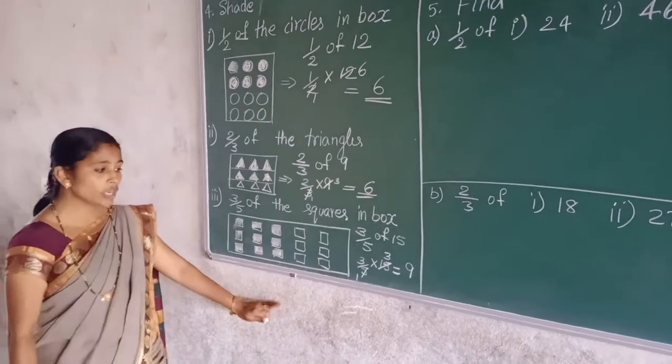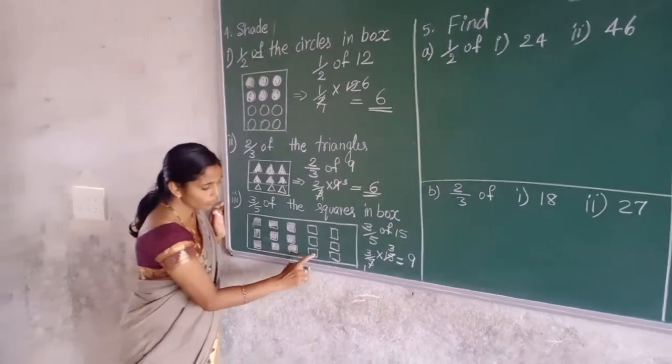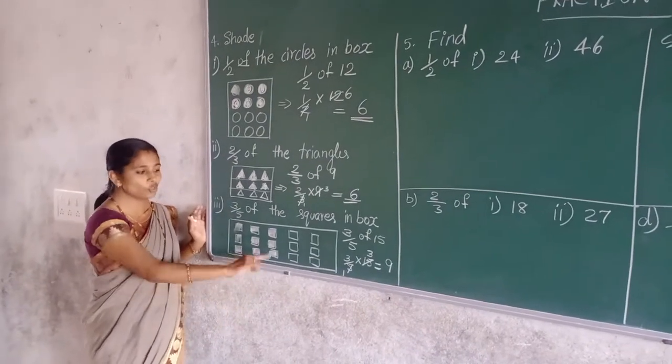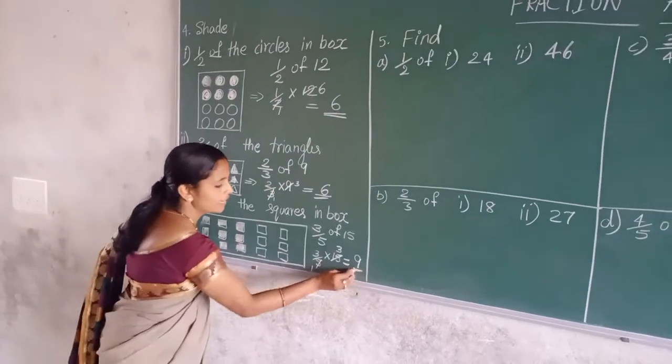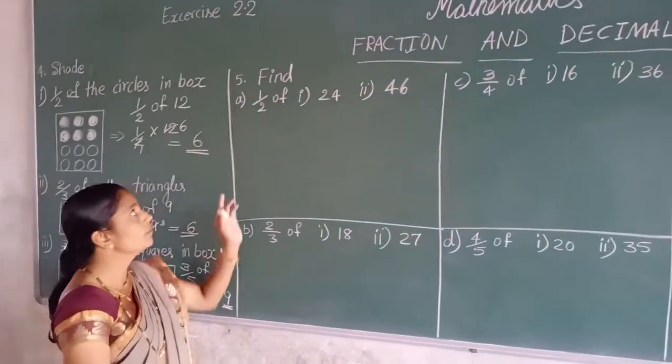You can cross check it. The total number of parts is 5: 1, 2, 3, 4, 5. In that, how many are selected? 3 are selected. So your answer is correct. The answer 9 is correct. Now let us switch on to the next question.